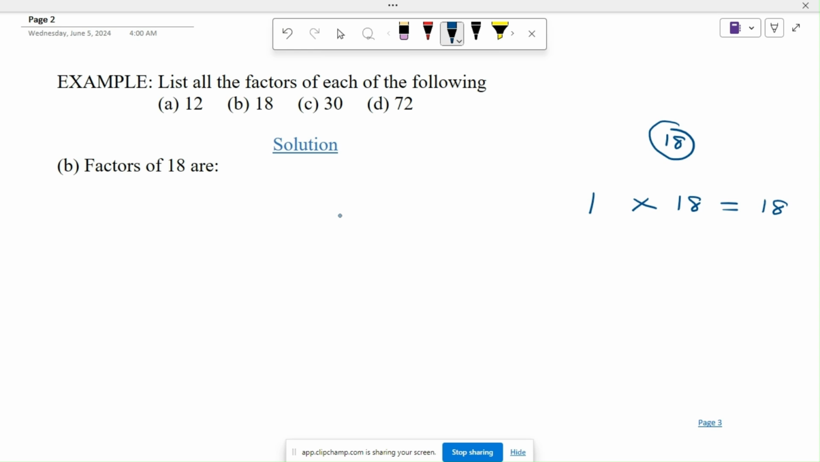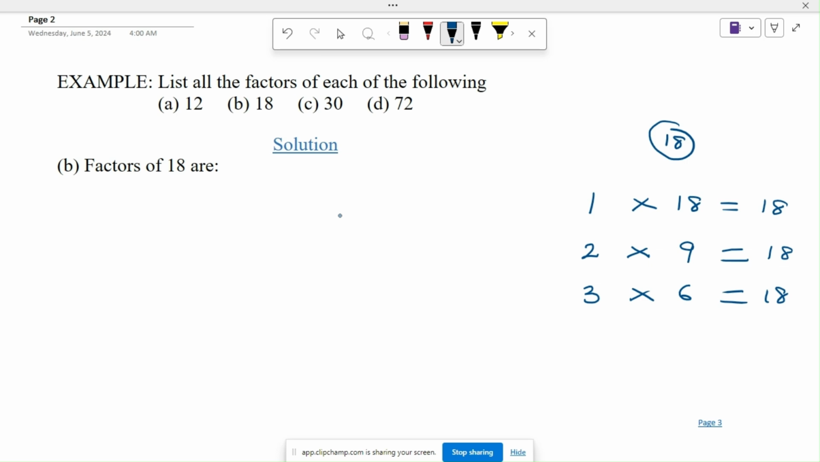The next one, let's take 2. Can 2 be multiplied by what will give us 18? That is 2 multiplied by 9. 2 multiplied by 9 will give 18. Can 3 also be part? Okay, let's take 3. 3 multiplied by 6 will give us 18.